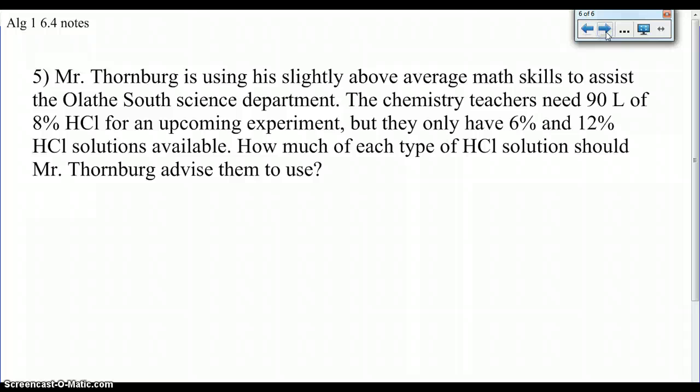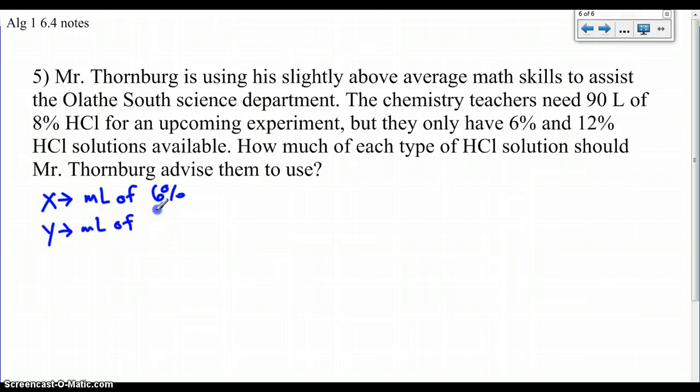All right, we have one more to look at. Mr. Thornburg is using his slightly above average math skills to assist the Olathe South Science Department. The chemistry teachers need 90 liters of 8% hydrochloric acid, but they have only 6% and 12% solutions available. So Mr. Thornburg is helping them figure out how much of each they need to mix together. All right, define variables. X is going to represent the number of milliliters of, let's go 6% solution on this one, where Y would represent the milliliters of 12%. So we're talking X and Y represent volumes. How much of each mixture?